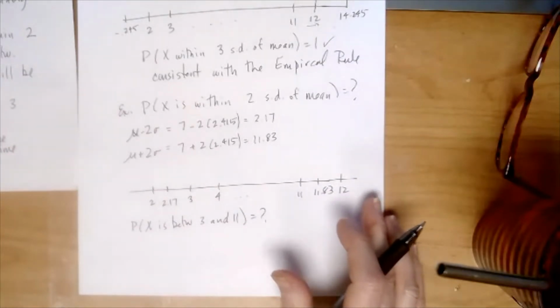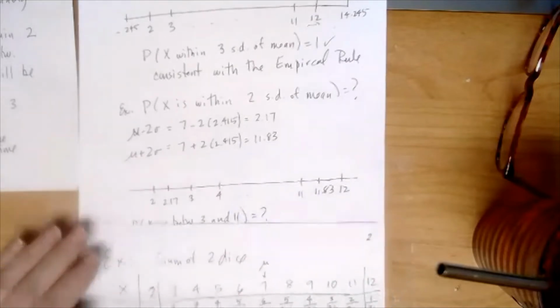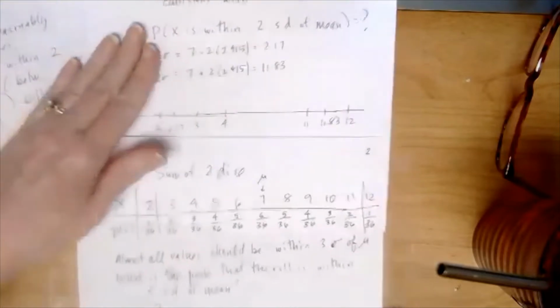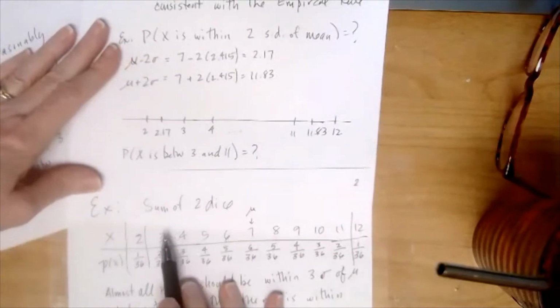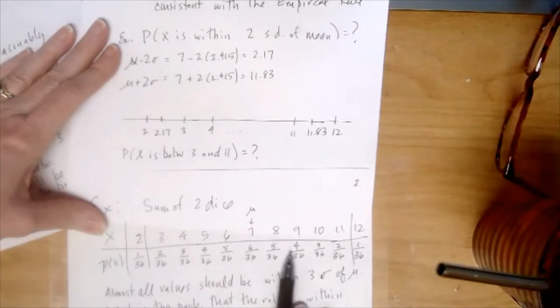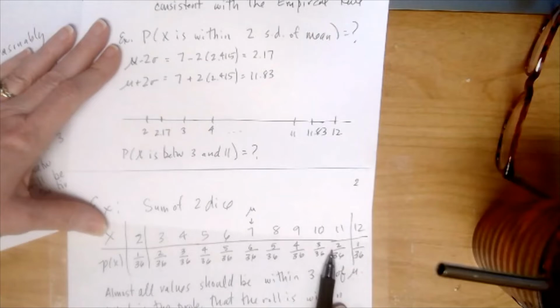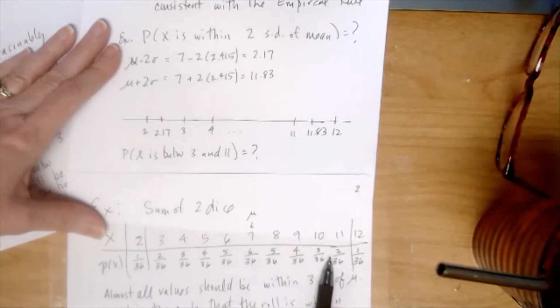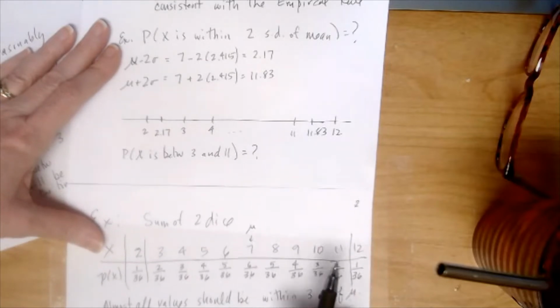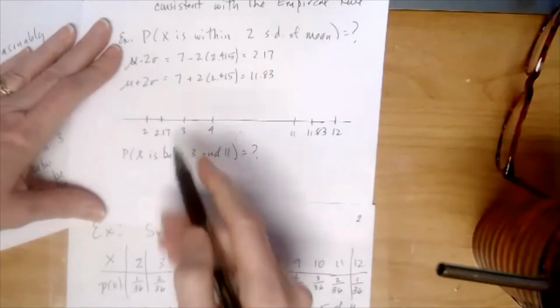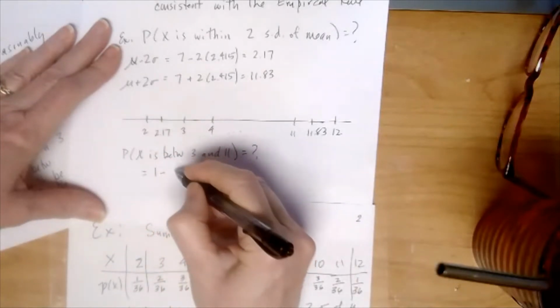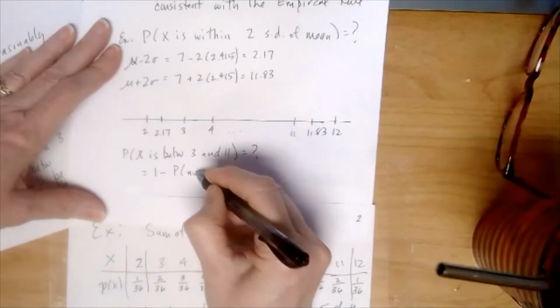So if I go back to my distribution, what I want is the probability of being between 3 and 11, so that's all these different probabilities. And I could add all those up, but there's a faster way to calculate than saying 2 over 36 plus 3 over 36 all the way over, right? And that is using the complement rule. So the probability that x is between 3 and 11, by the complement rule, is going to be 1 minus the probability of not being between.